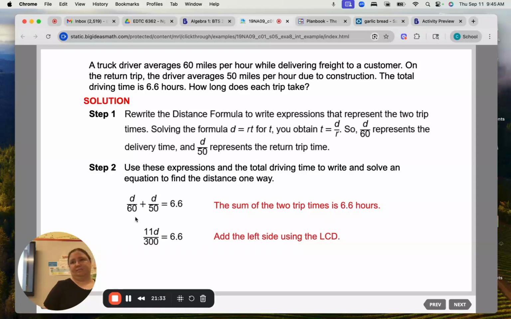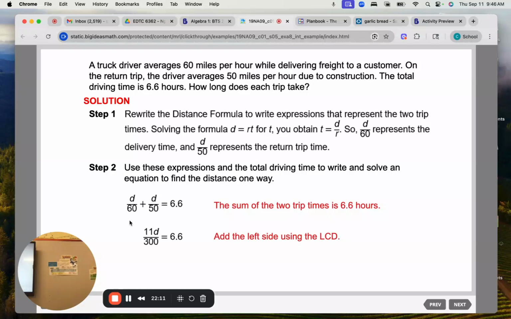It's not 11. It's 5. I said 11 because they added the 2 on top. So they skipped a step here. Let me show you. So they got a common denominator. If I have d over 60 plus d over 50, the common denominator is to multiply this times 5 and multiply this times 6. It's the easiest way to do it.